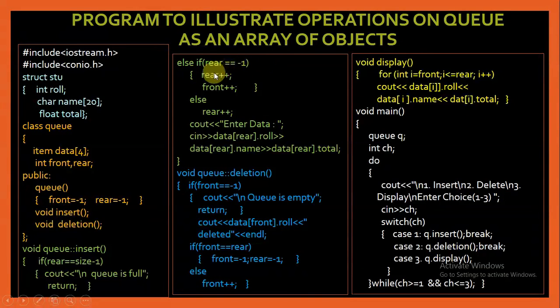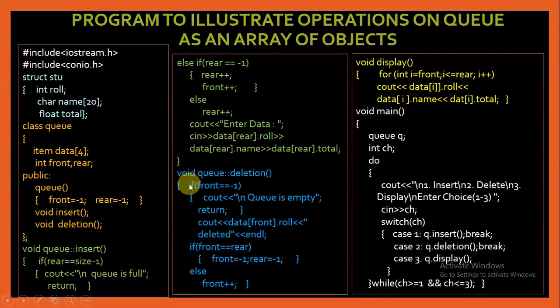So in this case, I will increment both rear and front. And if this is not the case, I will simply increment rear by 1 and then I will input the data for all the elements of the array: roll number, name and total.